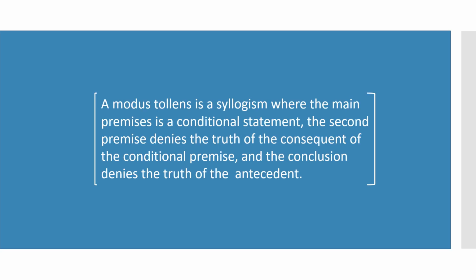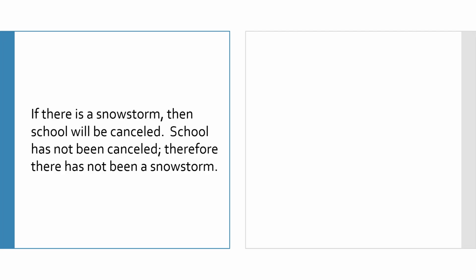A modus tollens is a syllogism, a mixed hypothetical syllogism, where the main premise is, of course, a conditional statement. So I have a single conditional statement, and then the second premise works by denying the truth of the consequent of the conditional premise. And then, of course, the conclusion is going to work by denying, once again, the truth of the antecedent. So I want to deny in both cases or affirm in both cases, which is just the opposite of a disjunctive syllogism. So let's take an example. If there's a snowstorm, then school will be canceled.